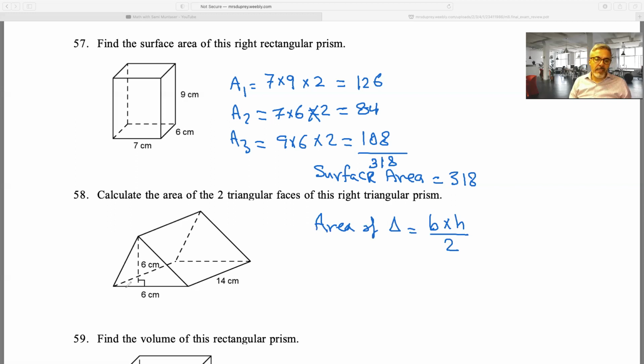Now the base of the triangle is 6. The height is right here. That's 90 degrees right there, which indicates this is the exact height of the triangle. So 6 times 6 and divide by 2. Now since we have 2 triangles, I'm going to multiply by 2 as well. When you have a whole number multiplied into a fraction, you can just cancel these 2's here, and you get 36 as the area of the 2 triangular faces of this right triangular prism. So it's 36 units square.